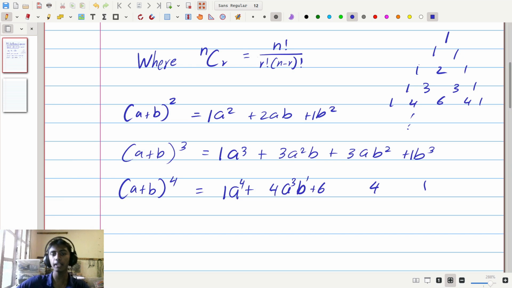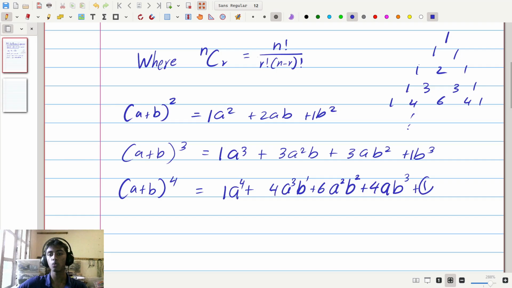The term after that is going to have 1 less power of a, so it's going to be 6 times a to the power of 2 times b to the power of n minus 2, which is going to be 4 minus 2, which is going to be 2. So therefore the next term is 6a squared b squared. The term after that is going to have 4 times the next power of a. We are going from a equals 4, a to the power of 4, a to the power of 3, and then a to the power of 2. So the next term is going to have a to the power of 1, and it's going to have b to the power of n minus 1 or 4 minus 1, which is going to be 3. So therefore we have b to the power of 3.